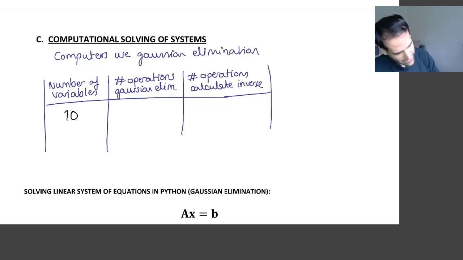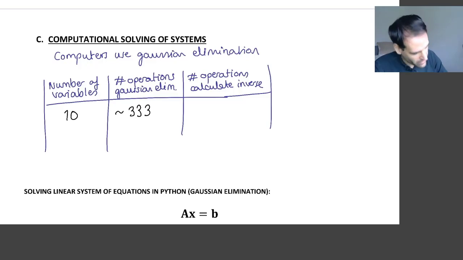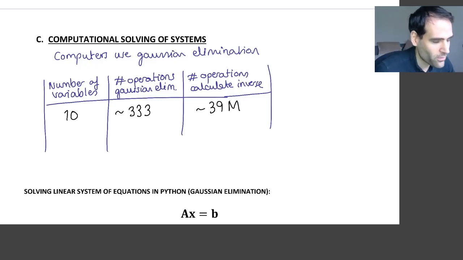Okay, so for a 10 by 10 system of equations, you would require 333 operations to do Gaussian elimination, approximately, and you would require 39 million operations to calculate the inverse for a 10 by 10 matrix. So this is to calculate the inverse using the Laplace expansion method. Remember how long that method was. This is for 10 variables.